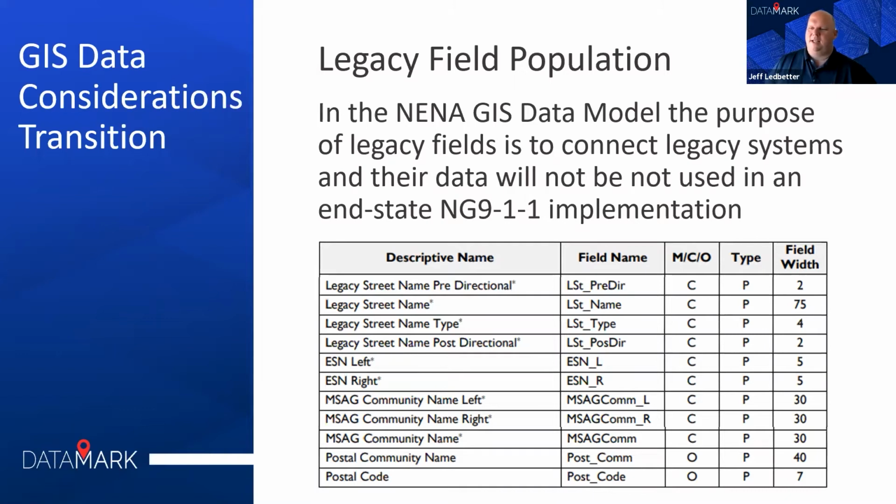So back to these legacy fields. There's a lot of discussion, particularly about these street names. There's not a lot of debate about what the ESN for a given place is. How do I populate the ESN? Well, you find out who responds to that zone, and you populate the ESN that coordinates with that. There is some discussion to be had about how you populate the legacy street name elements, these four elements: the pre-directional, name, type, post-directional.